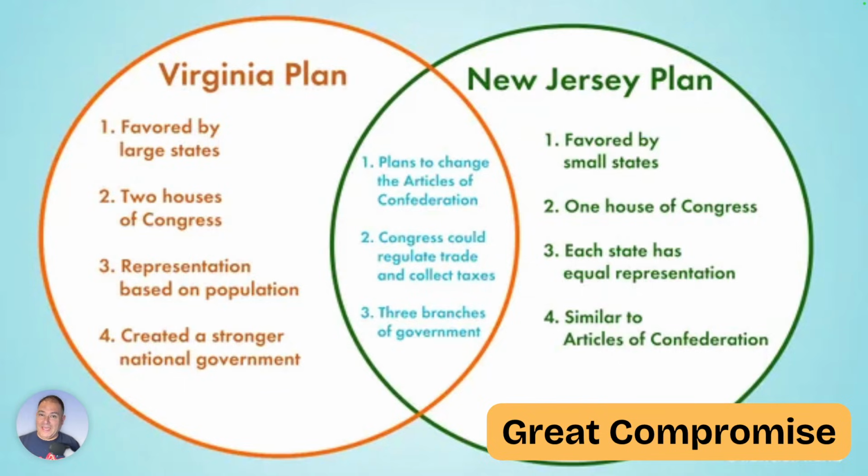The compromise, the Great Compromise, is we ended up just creating 2 houses of Congress. We call that a bicameral Congress. It's Latin for 2-chamber, and it just means that part of Congress is going to be based on population. That's going to end up being the House of Representatives. And then the other part of the Congress is going to be the Senate, and that's going to have equal representation, 2 senators per state. So that is the Great Compromise.